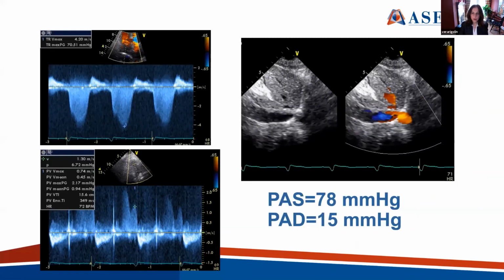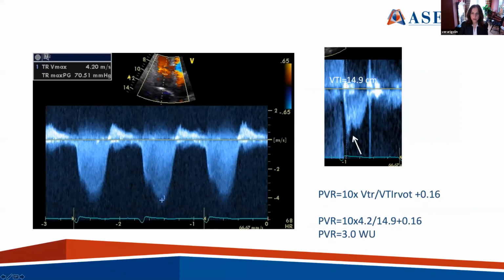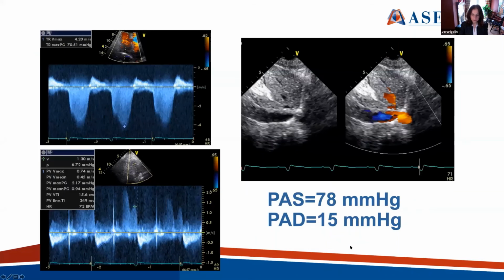And then also I want to draw attention to the tracing of the RVOT. You see that there's this notching here, and this is also associated with elevated pulmonary pressures. So look for this sign in those cases. And then using the formula that I mentioned to you earlier about the pulmonary vascular resistance, we can calculate her pulmonary vascular resistance, which turns out to be 3 Woods units.